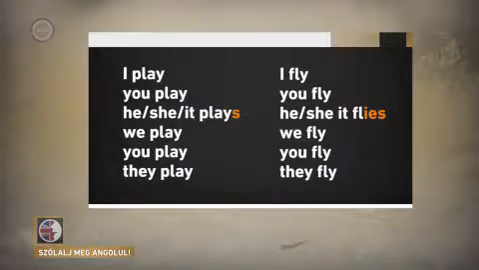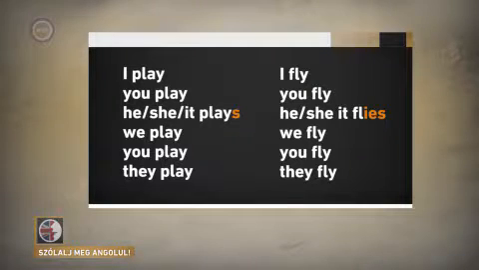Now, we need to think about vowels and consonants with some verbs in the present simple tense. Look at these 2 verbs, to play and to fly. To play ends in vowel plus y. This means that in the third person singular, he, she, it, we add s, like most verbs in the present simple tense. To fly ends in consonant plus y. This means that in the third person singular, we change the y to ies.